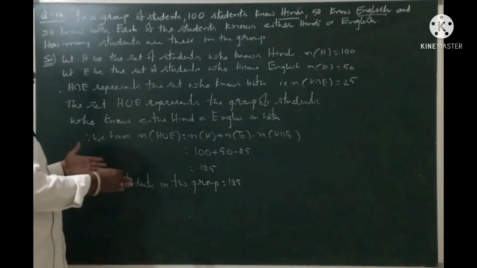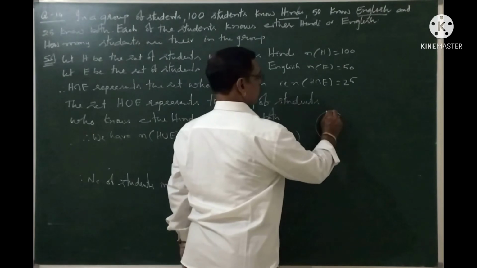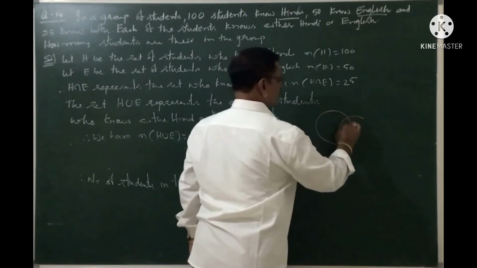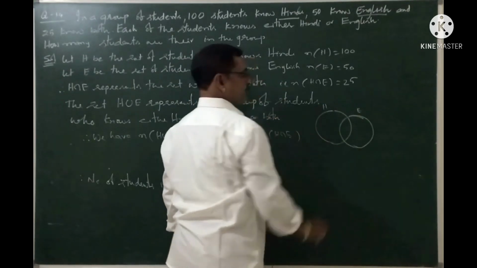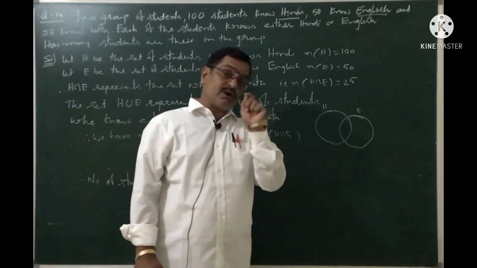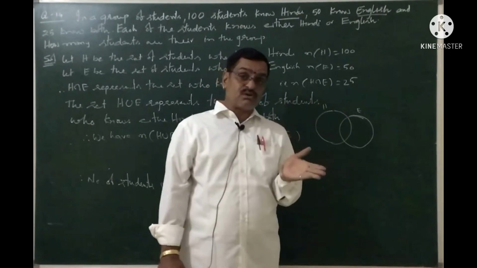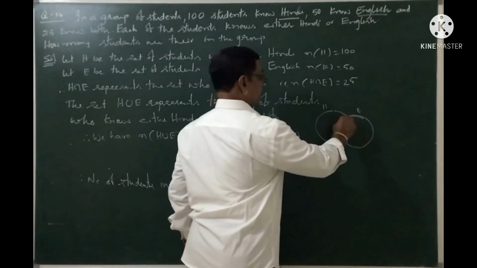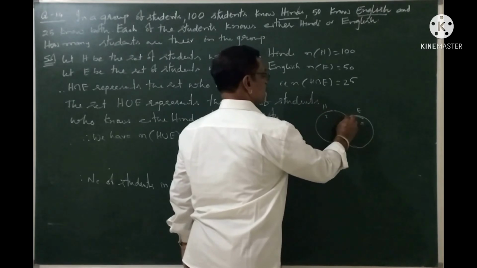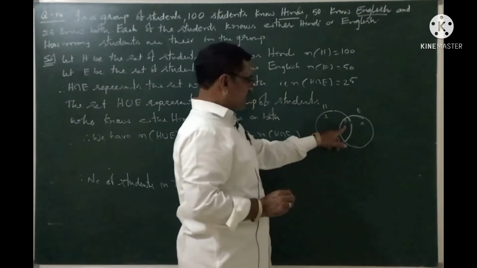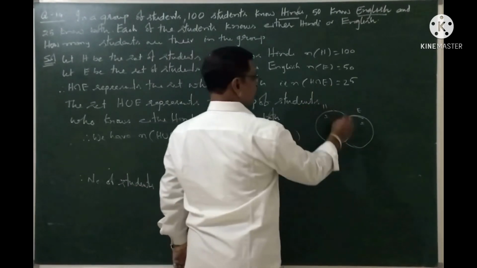Now, the same thing we can do by using a Venn diagram also. So, first I'll take two overlapping sets. This is H and this is E. In this type of question, first you have to fill the number of students who belong to both. That means you have to fill this part first. This is the first part, second part and third part, with the middle one being H intersection E, which is nothing but 25.